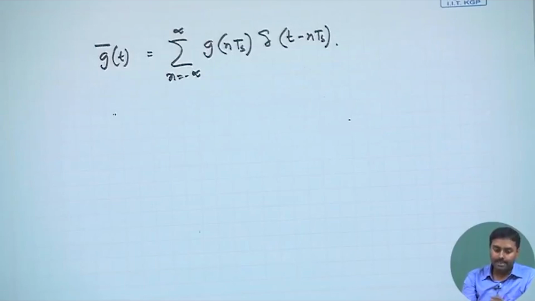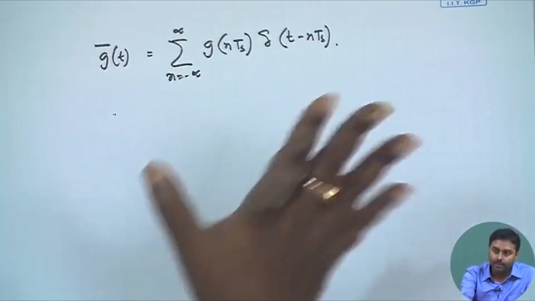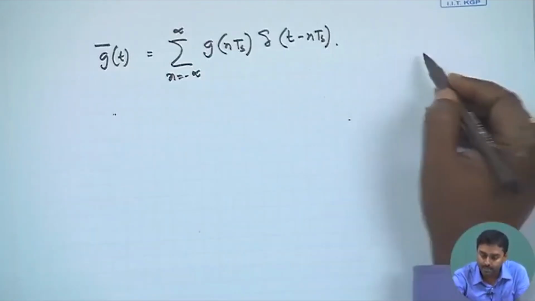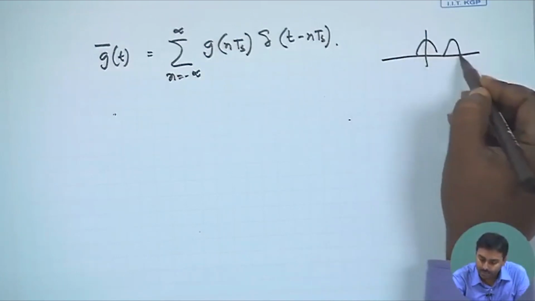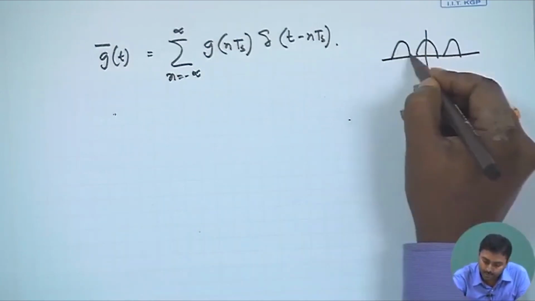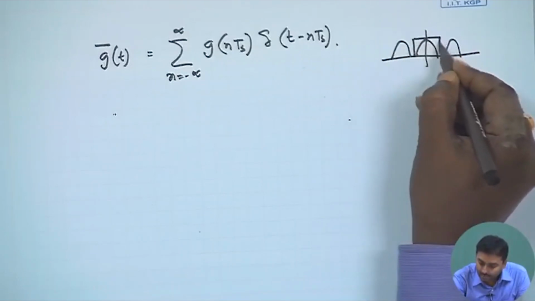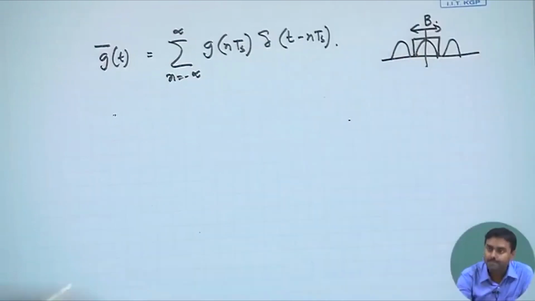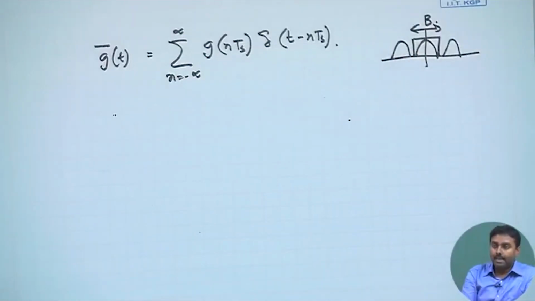Now, what we have said is that if it is following the Nyquist criteria, then I can actually filter this. If we try to see the frequency domain representation of G bar(t), it looks like this as long as the Nyquist criteria is fulfilled. If I just put an ideal low pass filter which has a band of B, this must give me back my original signal.